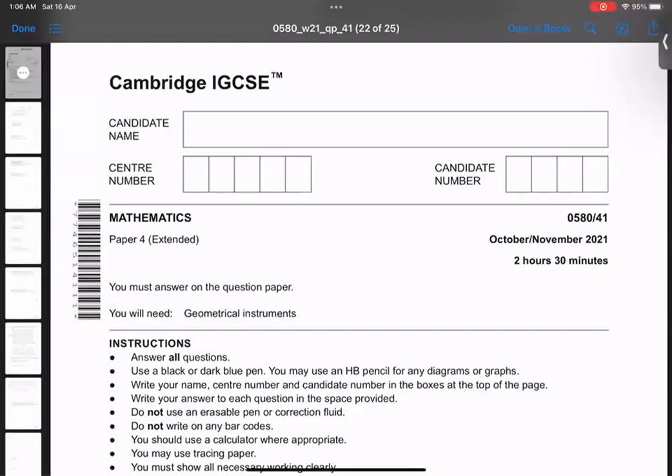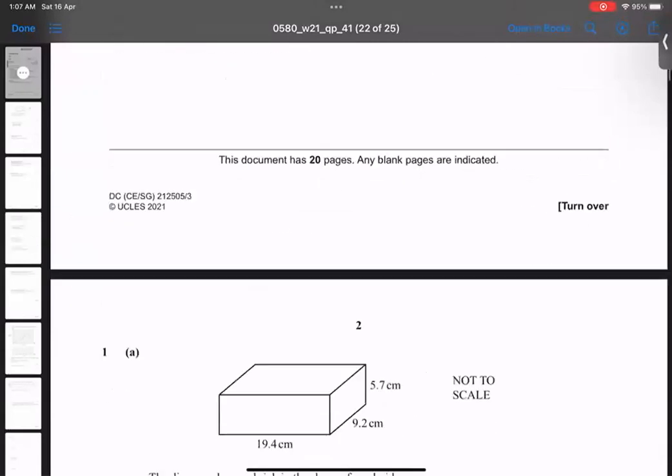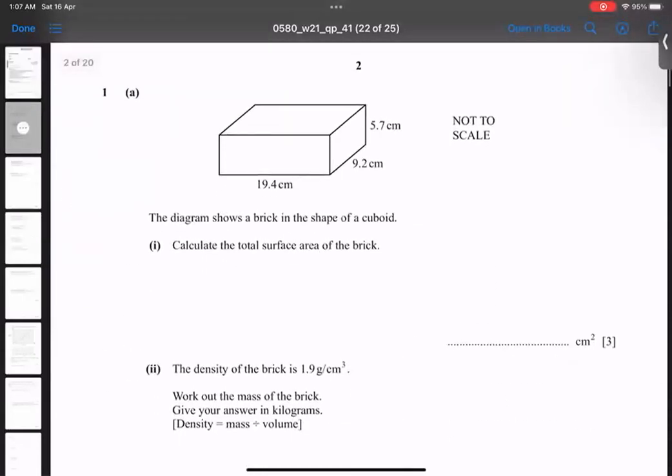Let's start this October 2021 variant 41. So let's see how we can try this paper. First of all, we have been given a cuboid, you can see, and total surface area is our question. So what is the total surface area? There are two ways: one with a formula and one is a short technique.